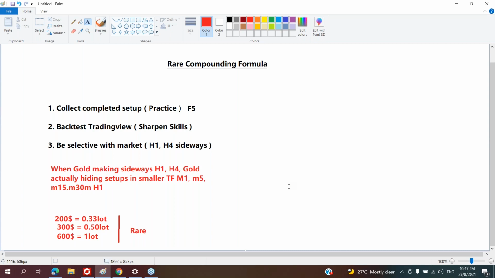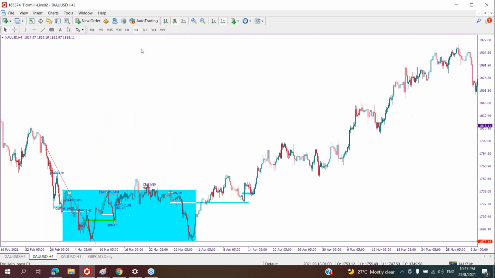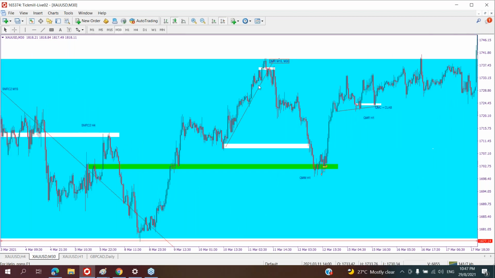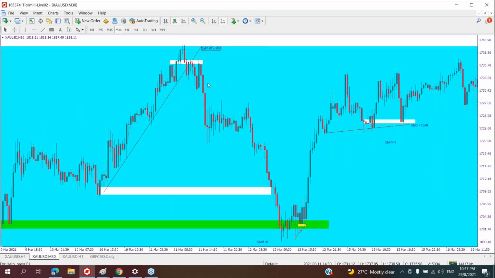Any more questions? Do you recommend layer entry or single entry? I recommend layer entry. Okay, I give you an example. You see QM reversal here. We have high, low, higher high, lower low. So this is our first TP, and this will be our second TP.